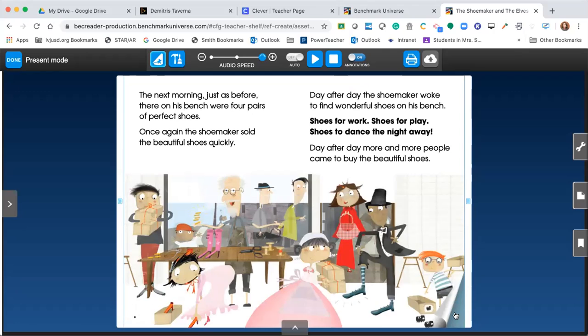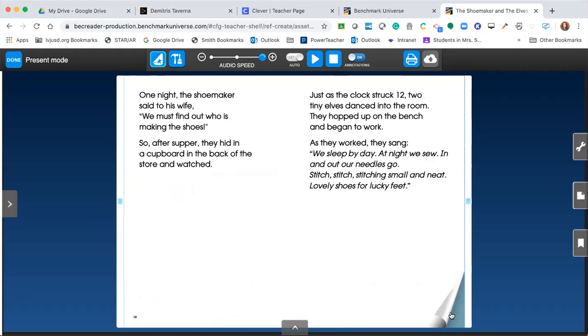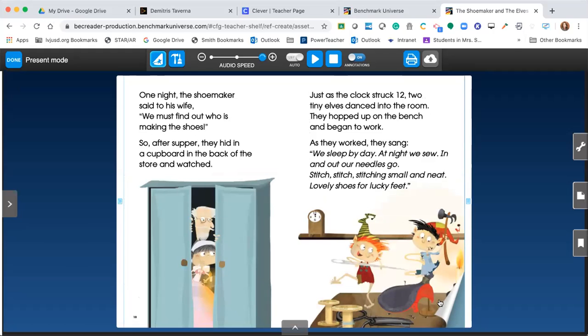Day after day, the shoemaker woke to find wonderful shoes on his bench. Shoes for work, shoes for play, shoes to dance the night away. Day after day, more and more people came to buy the beautiful shoes. One night, the shoemaker said to his wife, "We must find out who is making the shoes." So after supper, they hid in a cupboard in the back of the store and watched. Just as the clock struck 12, 2 tiny elves danced into the room. They hopped up on the bench and began to work. As they worked, they sang, "We sleep by day, at night we sew. In and out our needles go. Stitch, stitch, stitching small and neat. Lovely shoes for lucky feet."